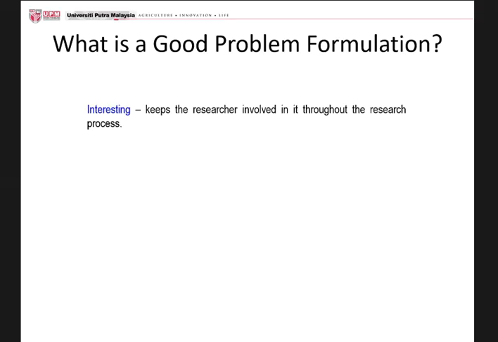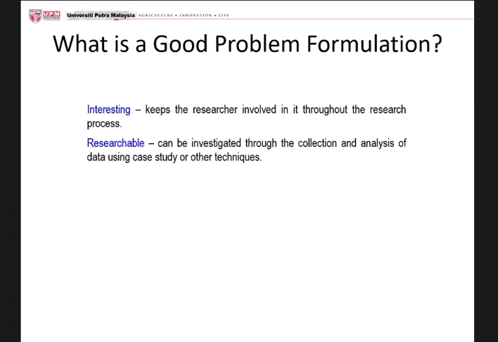So first of all, it must be interesting, not just for the supervisor, but also for the person who is taking it, you yourself. Researchable: it can be investigated through the collection and analysis of data, in a case study or other techniques. Is your research researchable?